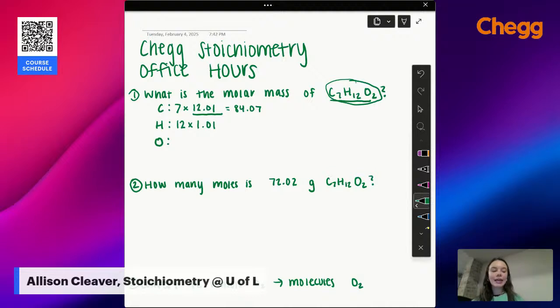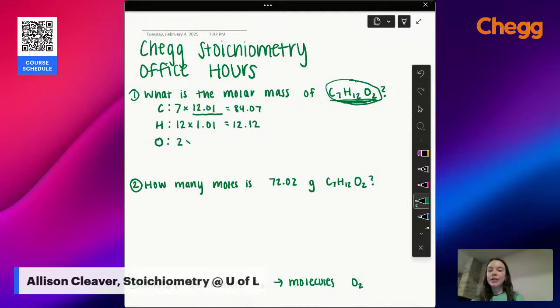Okay, when we put that in the calculator, we get 12.12. And again, that's because there are 12 moles of hydrogen in this overall molecule, and each mole is 1.01 grams per mole. So I'm multiplying the two together. Last, I'm going to look at oxygen, and there are 2 moles of oxygen in my overall compound.